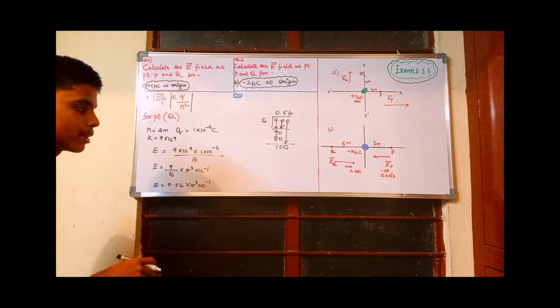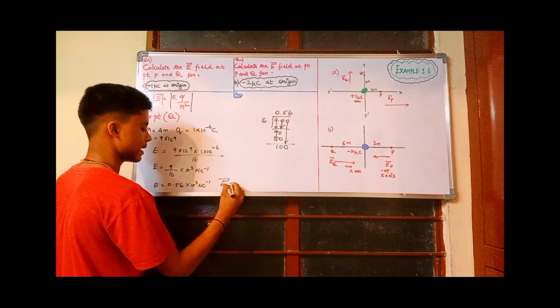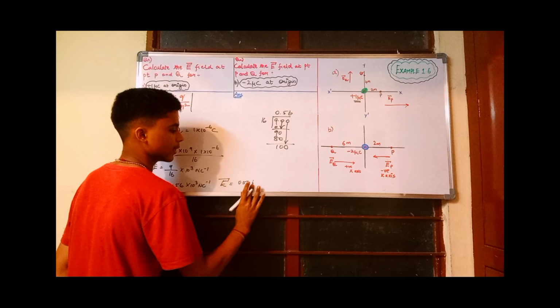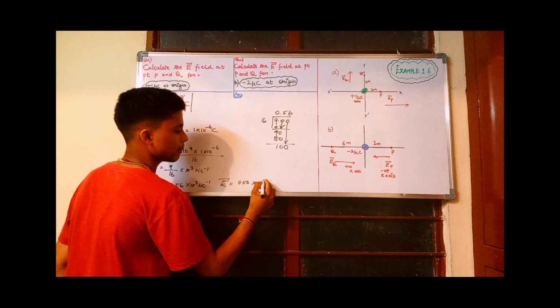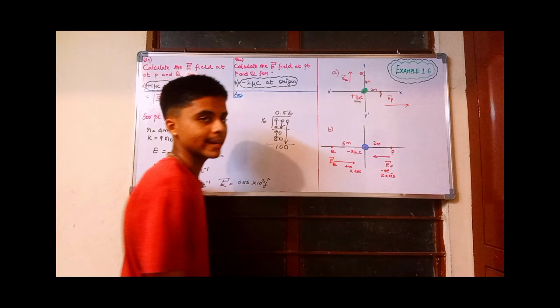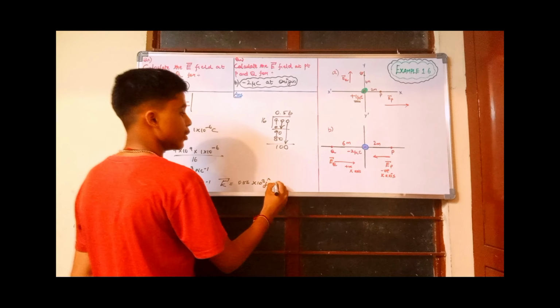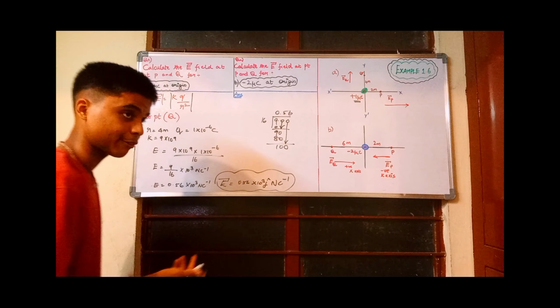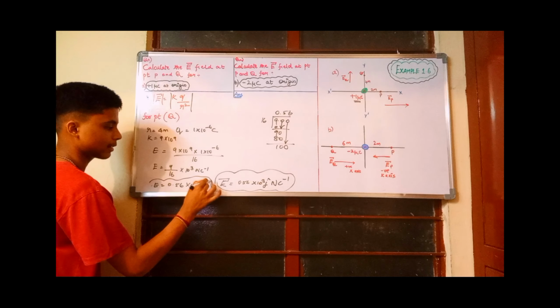And now here I'm going to use vector form. When I write in vector form, I get 0.56 into 10 power +3 j cap. Why am I taking j cap? Because it is in the positive y direction, which represents plus j cap. Newton Coulomb power -1 is the unit. This is electric field in vector form, and this is electric field in magnitude form.